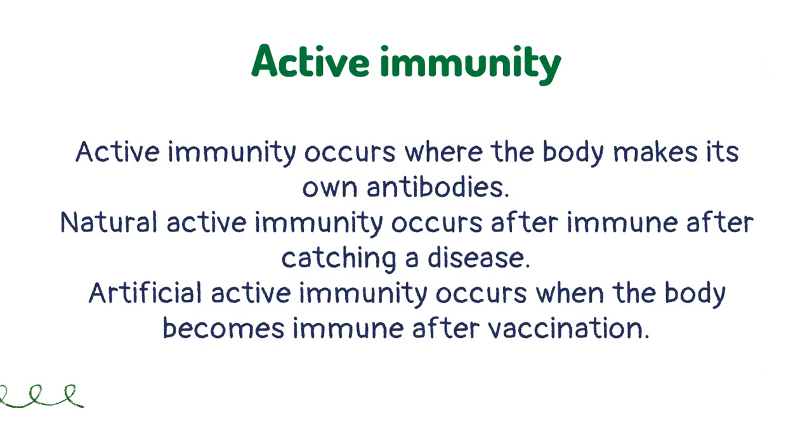Active immunity occurs where the body makes its own antibodies. Natural active immunity occurs after catching a disease. Artificial active immunity occurs when the body becomes immune after vaccination. During vaccination, the body is injected with a harmless dose of antigen.